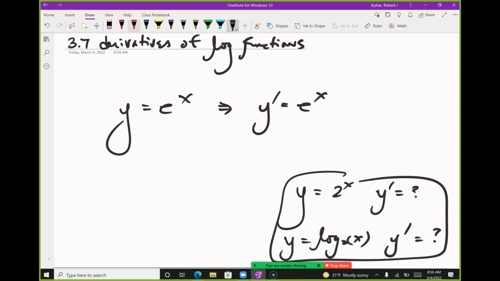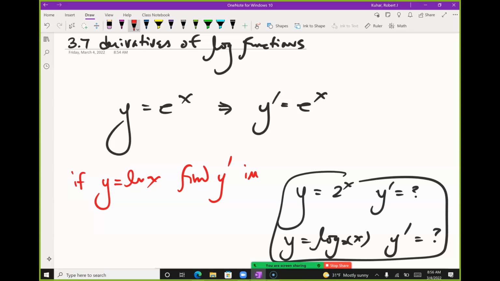So here's our question, right? If y equals ln of x, find y prime implicitly.